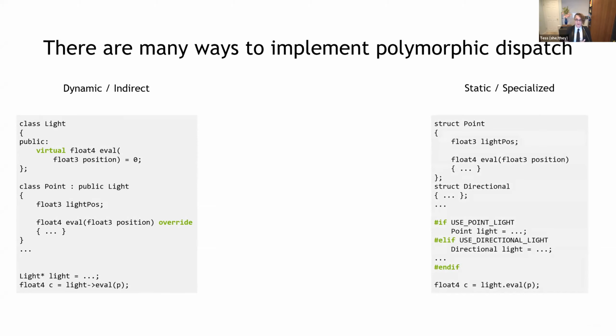We can write the code so that we have, say, in this case, completely distinct implementations of different light source types versus the class hierarchy on the far left. And then we use a preprocessor directive just to statically switch between them. In this case, we are not doing any actual dispatch.